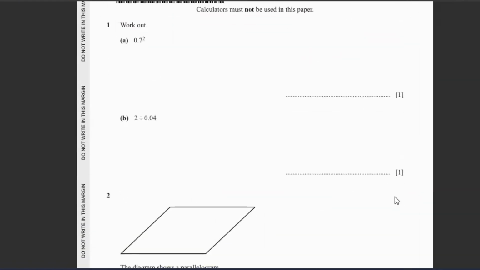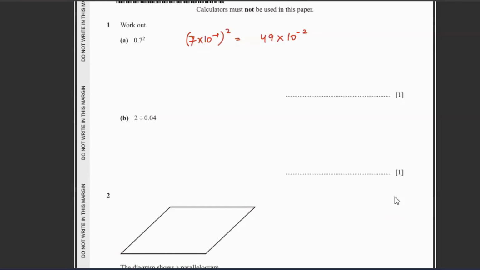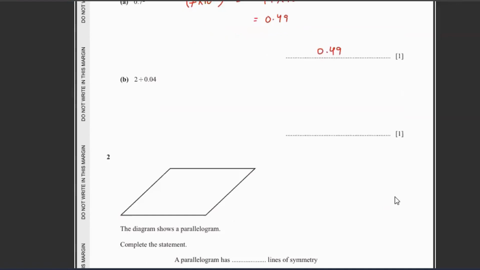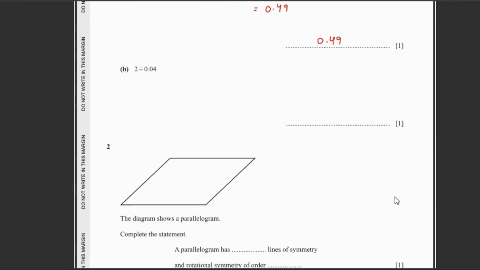Question number 1, 0.7 squared. This can be written as (7 times 10 to the power minus 1) the whole squared, which is 49 times 10 to the power minus 2, which is 0.49. The answer is 0.49.